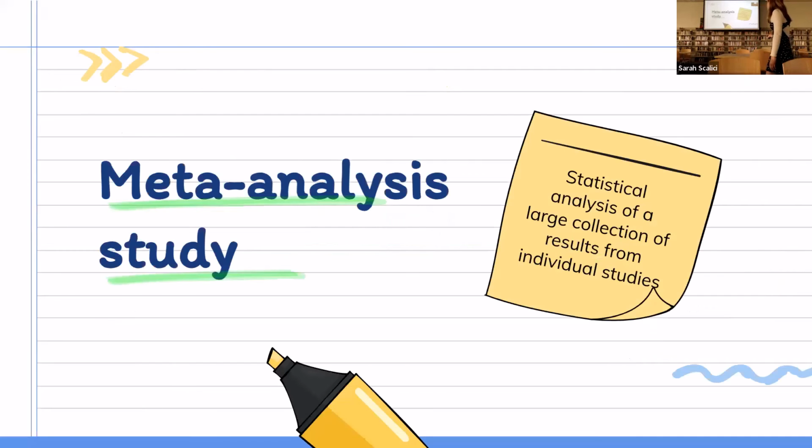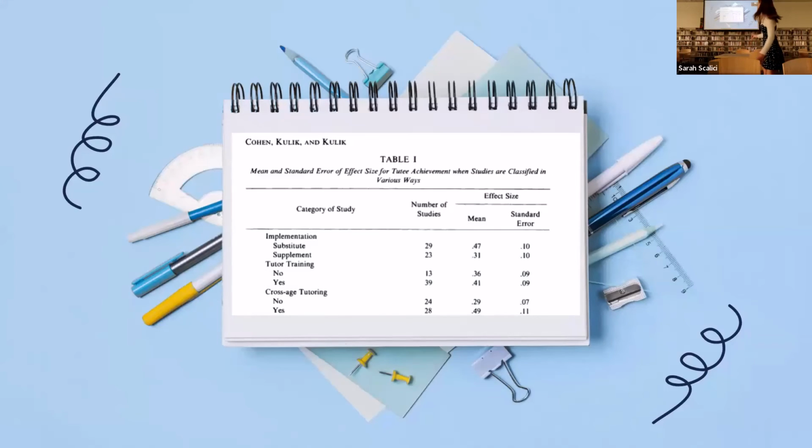So this is about the impact of tutoring. I use meta-analysis studies for all of these because they are a statistical analysis of a large collection of results from individual studies. This is kind of hard to see, but this compares the different types of tutoring and their effectiveness. So the first one is for implementation. Substitute tutoring is much more effective than supplemental tutoring, which was good to hear because that's obviously what we did here. And then cross-age tutoring was significantly more effective than not cross-age tutoring.